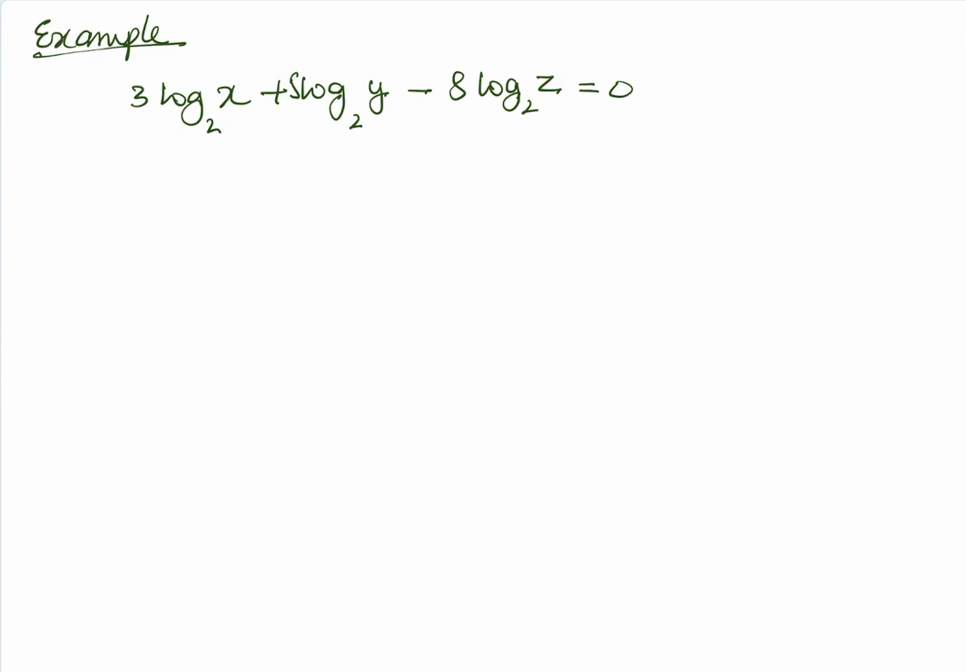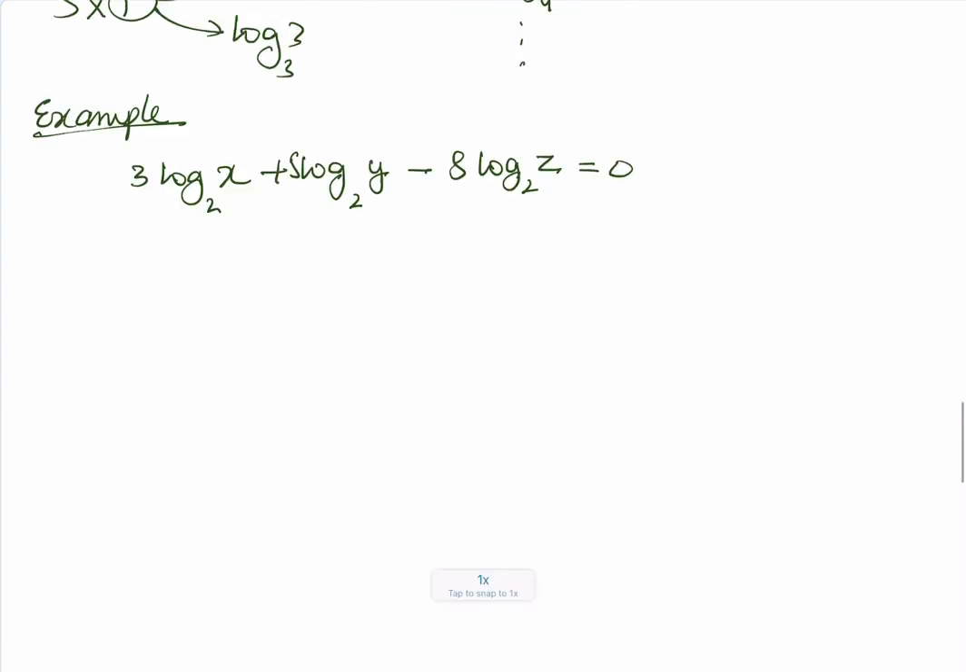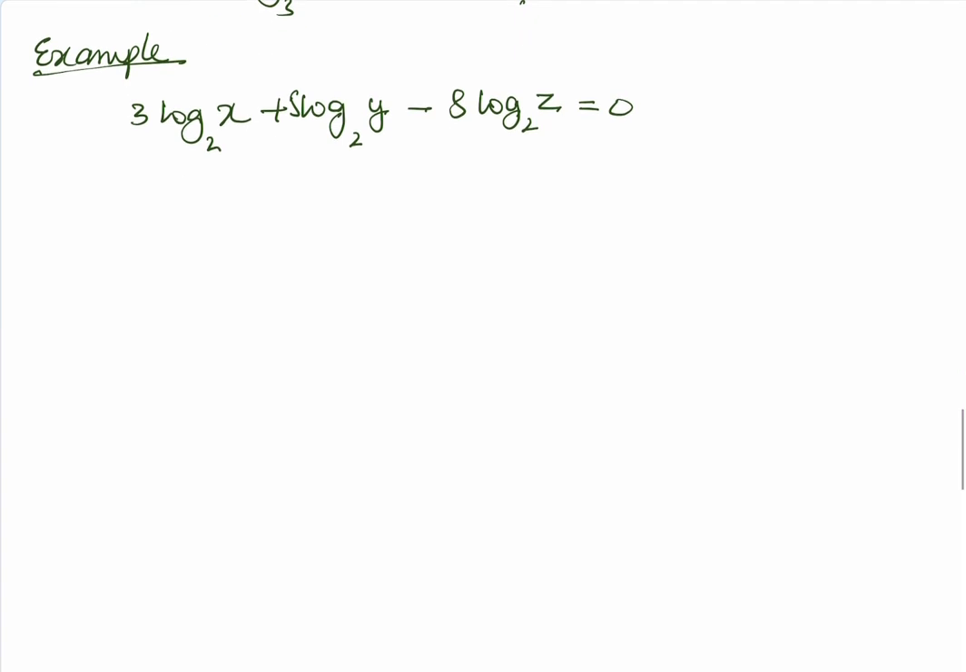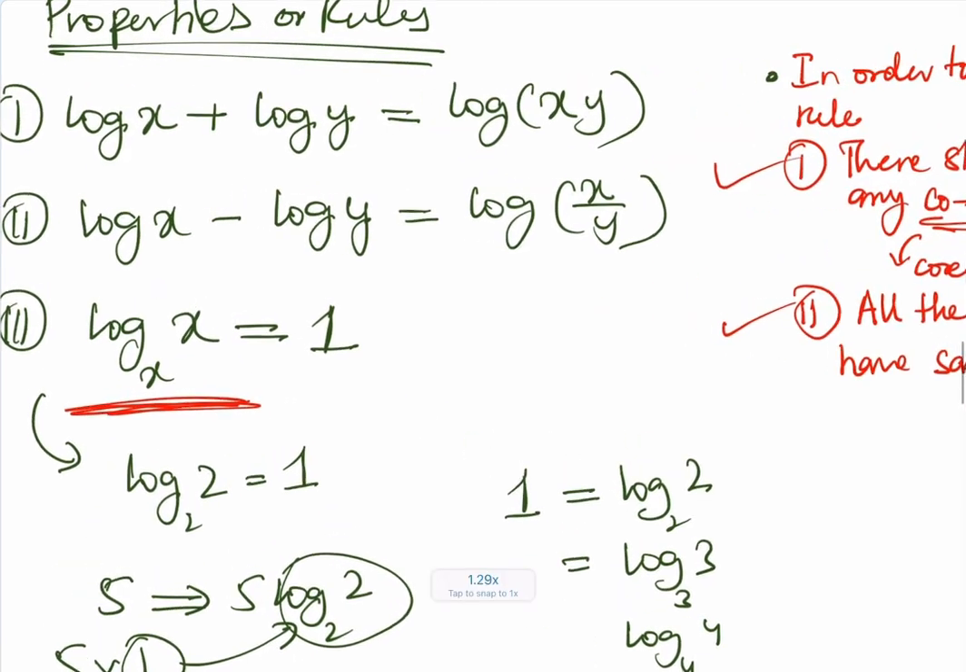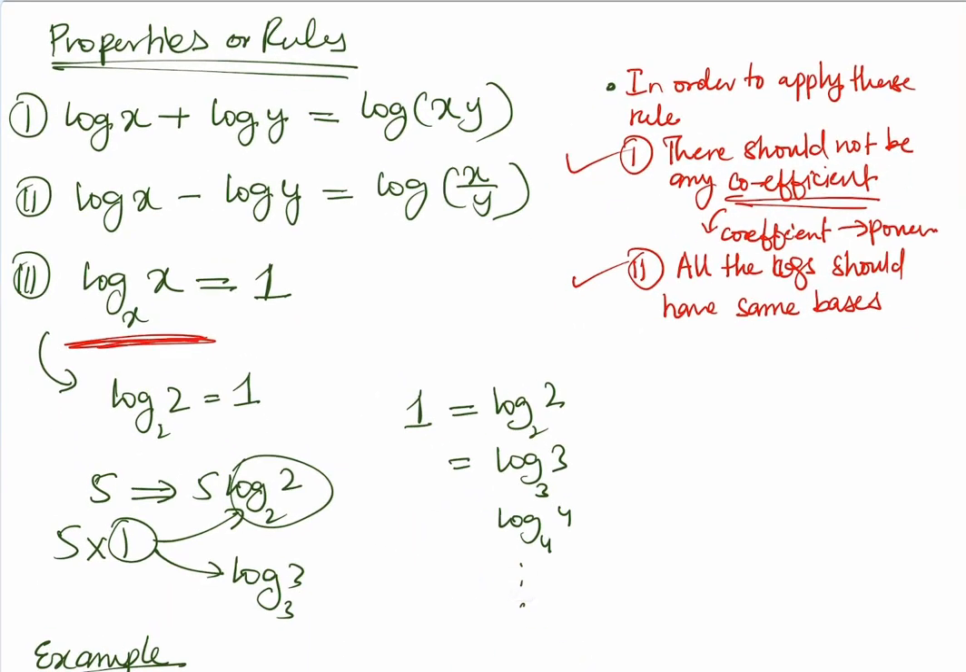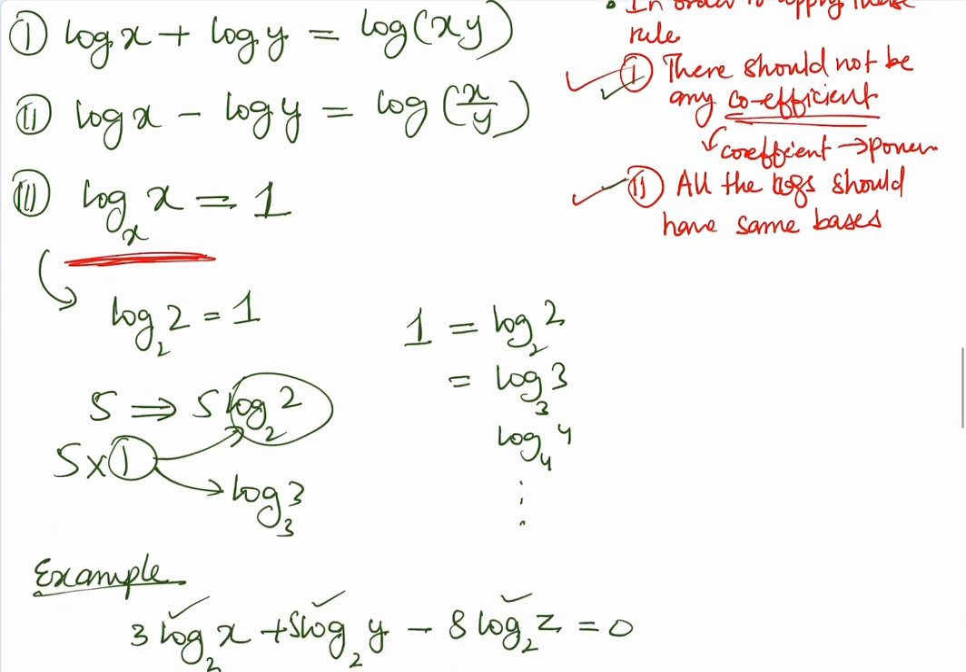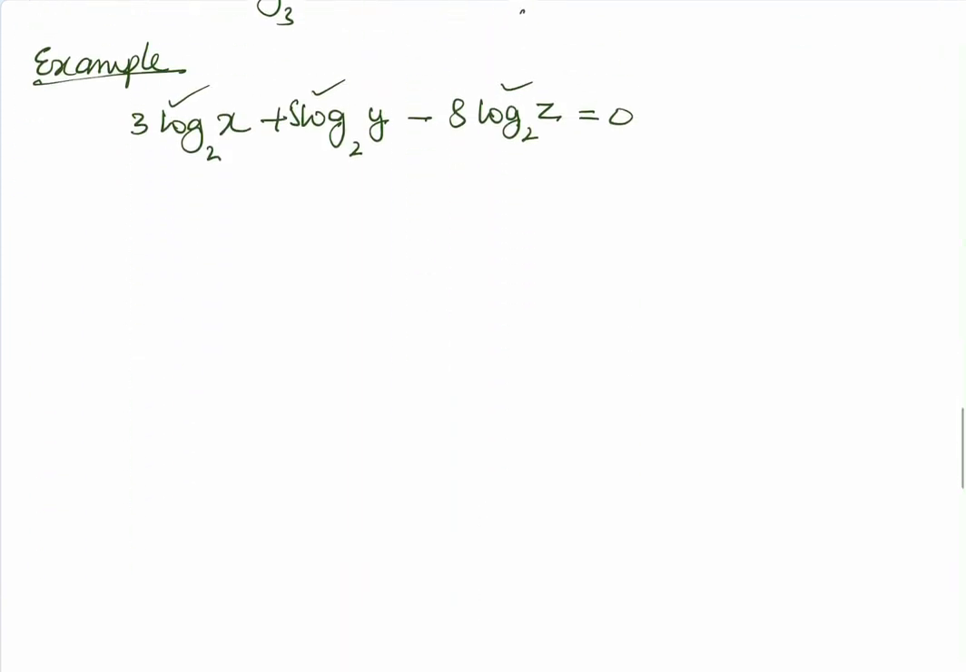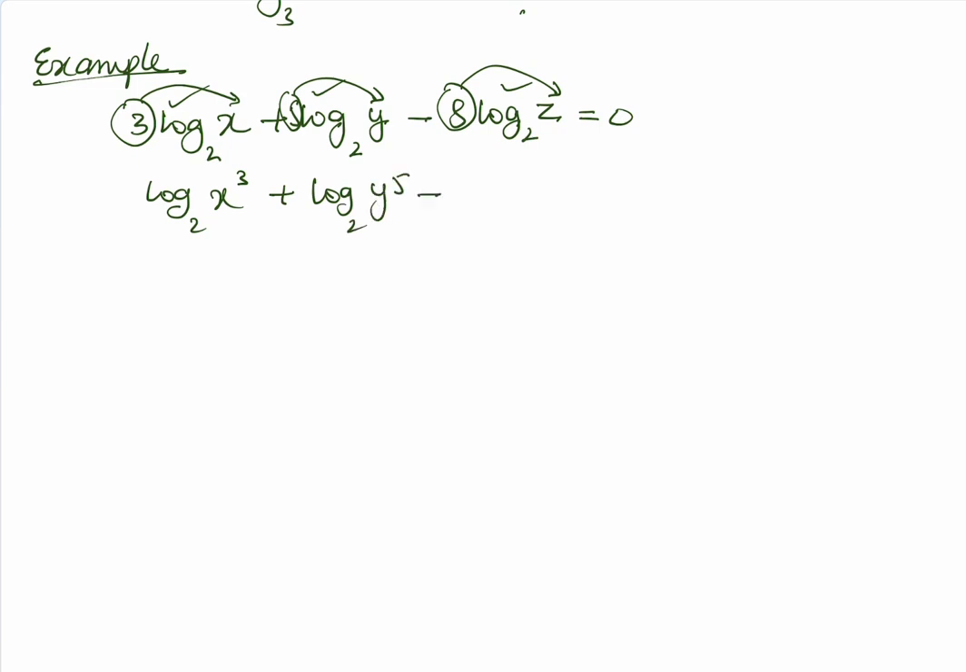So you can see there is a clear pattern that all the bases here are the same, but I cannot apply these rules here because these rules should be applied when there is no coefficient and the bases are the same. So this is log base 2 x power 3. I'm going to make this coefficient a power, this coefficient the power, this coefficient the power. So log 2 y power 5 minus log 2 z power 8.